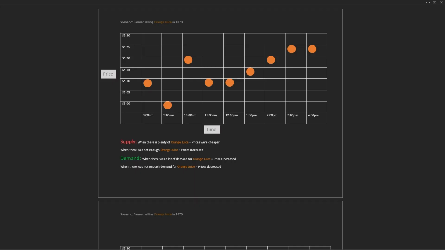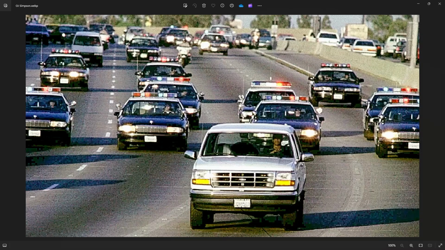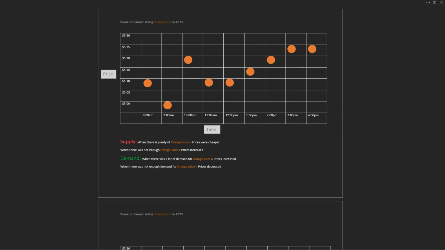All right, we're going to be talking about OJ. And this is not the OJ we're going to be talking about. I know some of you were going to think about this. We're talking about orange juice. So, back in the day, they used to keep record of what they bought and sold. So, people kept a ledger.